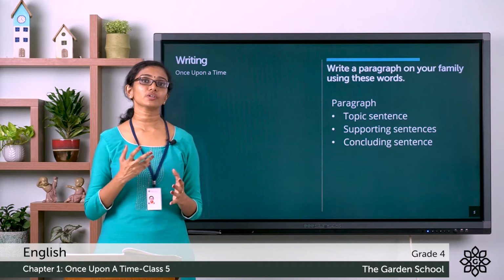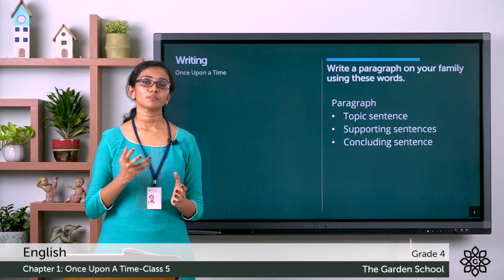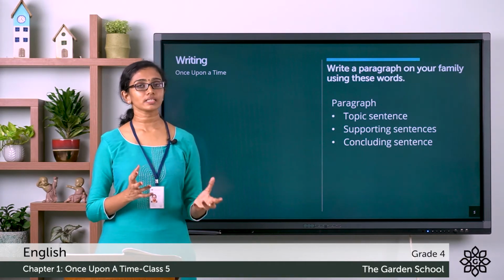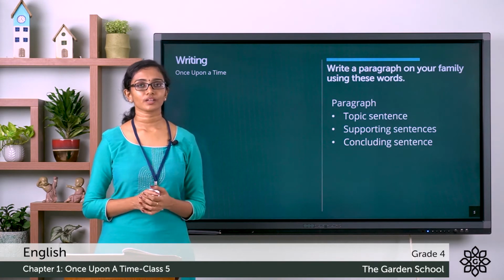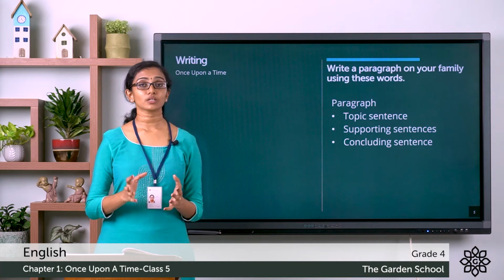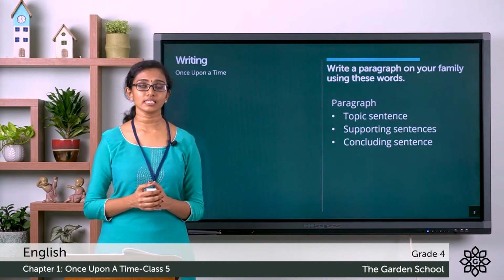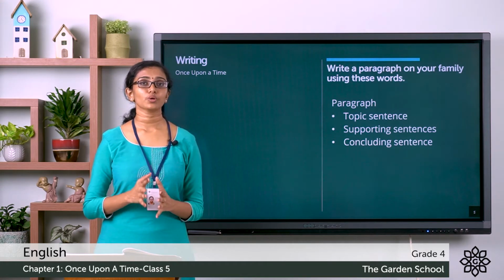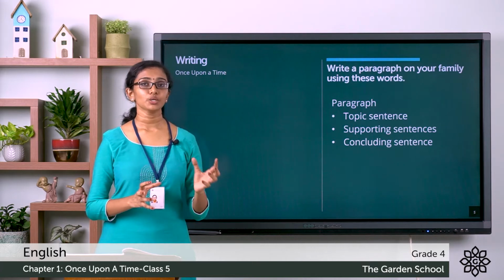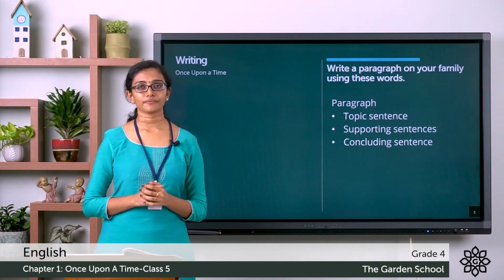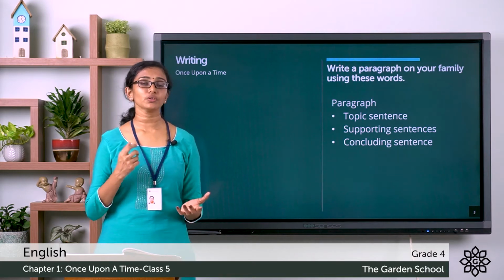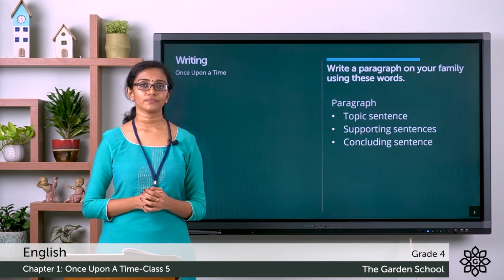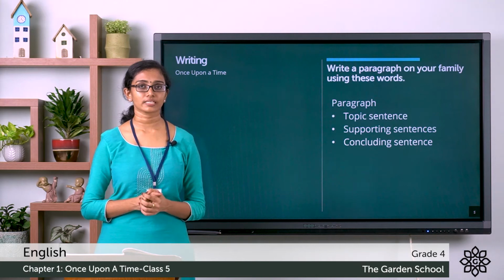And you can support your central idea with more sentences. And these are called supporting sentences. These sentences can be long or short. And in the concluding sentence, which means the last sentence, you have to conclude or round off the central idea you were discussing in the paragraph. And if needed, you can give a heading also, a title also to the paragraph. So this is about paragraph writing.